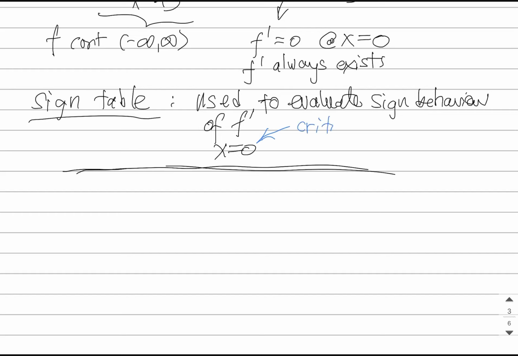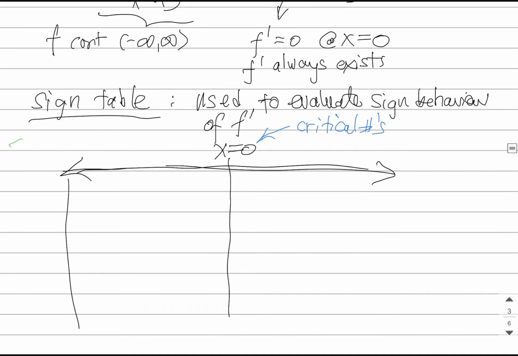So we put all the critical numbers in increasing order up top. This function only has one. So essentially, we're taking a number line and we are splitting it up, partitioning it according to the critical numbers. Now, on the other side, we are going to put the factors of f prime. So the factors of f prime are going to go there.